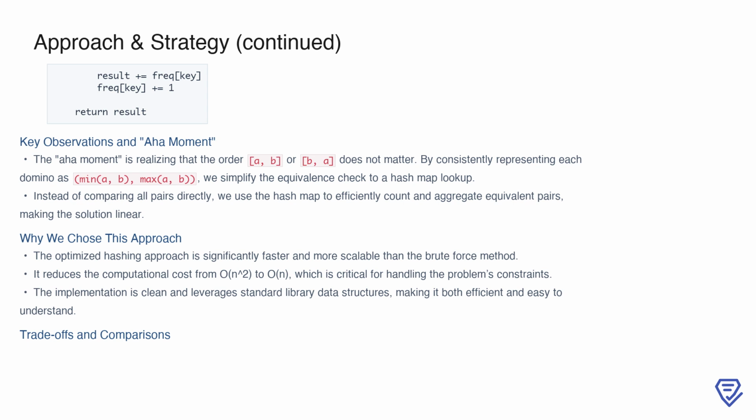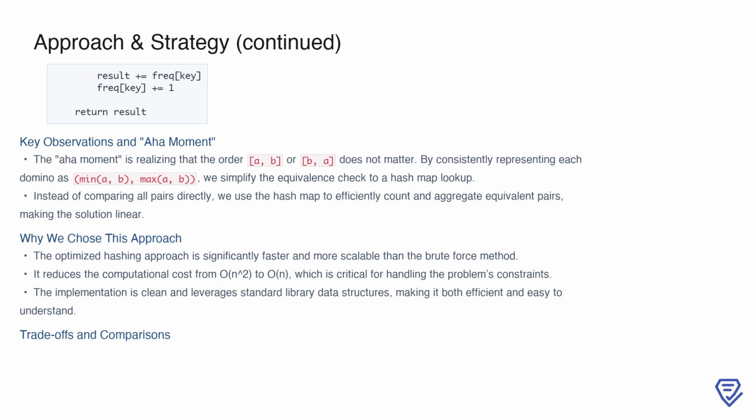First, we initialize a hash map to track the frequency of each unique domino representation. Then, as we iterate through the dominoes, we compute the sorted representation of each domino using min(a, b) and max(a, b), to ensure the smaller value always comes first. We use this representation as the key for our hash map. For each domino, we add the current frequency of its representation to the result, and then increment the frequency in the hash map. At the end of the iteration, the result contains the total number of equivalent pairs.